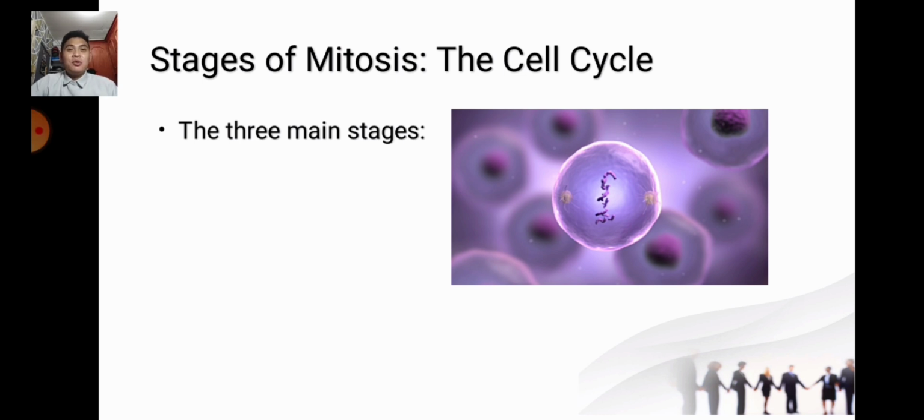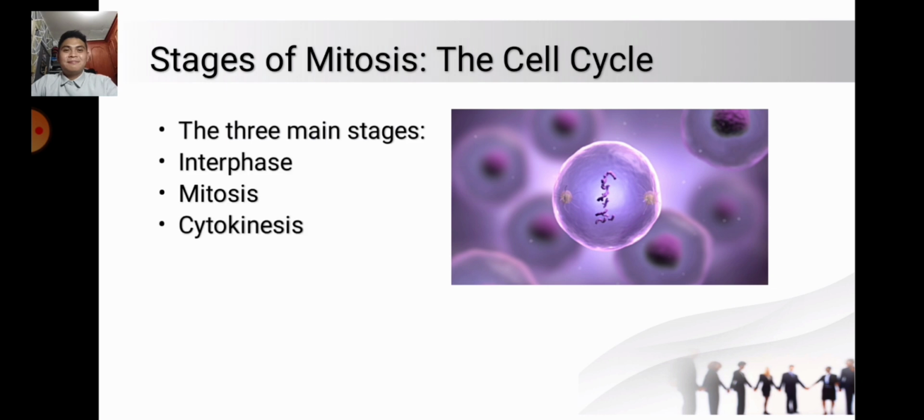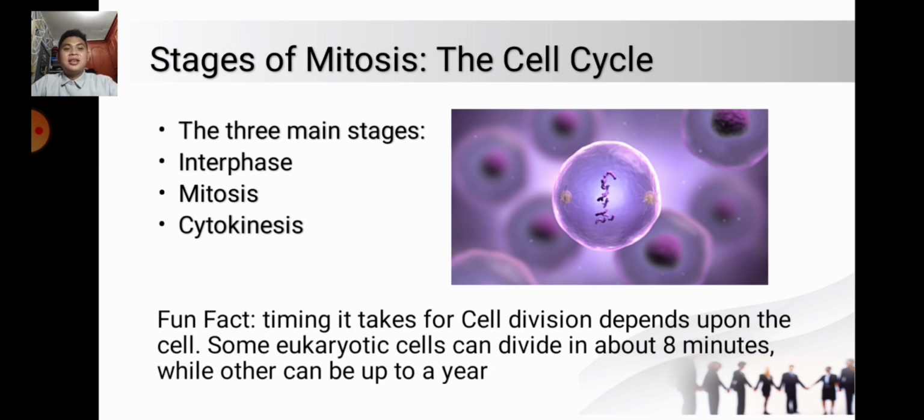And right now, I'm going to present to you the process of mitosis and meiosis. But first, let us go to the stages of mitosis, or what we call the cell cycle. Cell cycle has three main stages: the interphase, mitosis, and cytokinesis. Did you know that the time it takes for cell divisions depends upon the cell? Some eukaryotic cells can divide in about 8 minutes, while others can take up to a year.